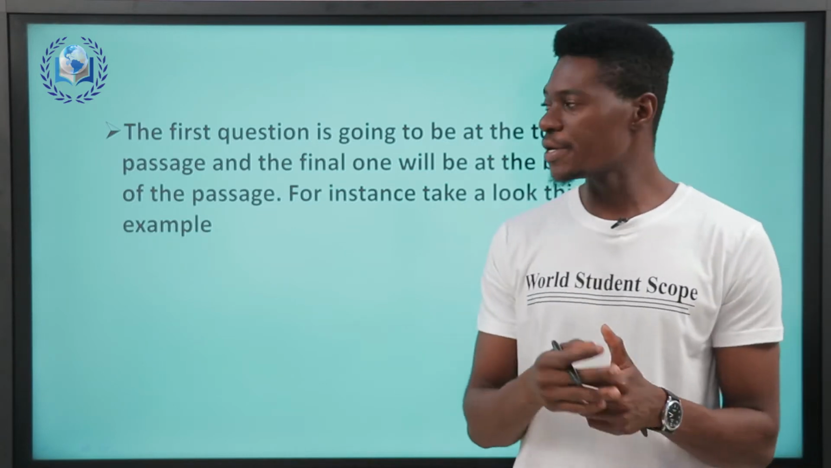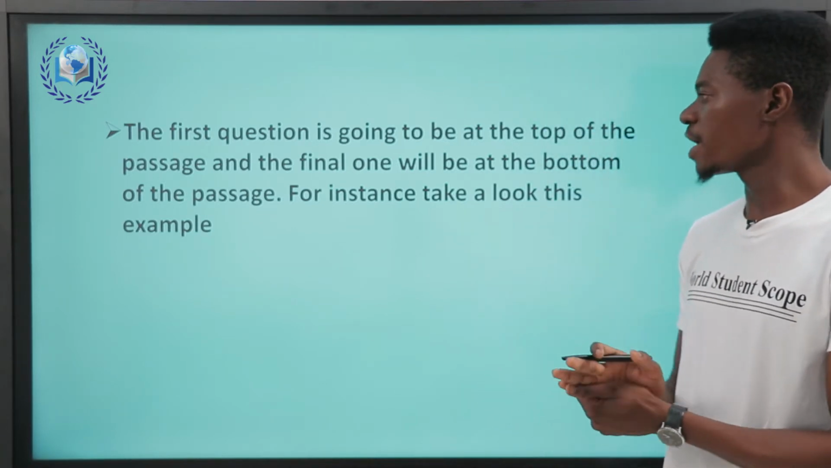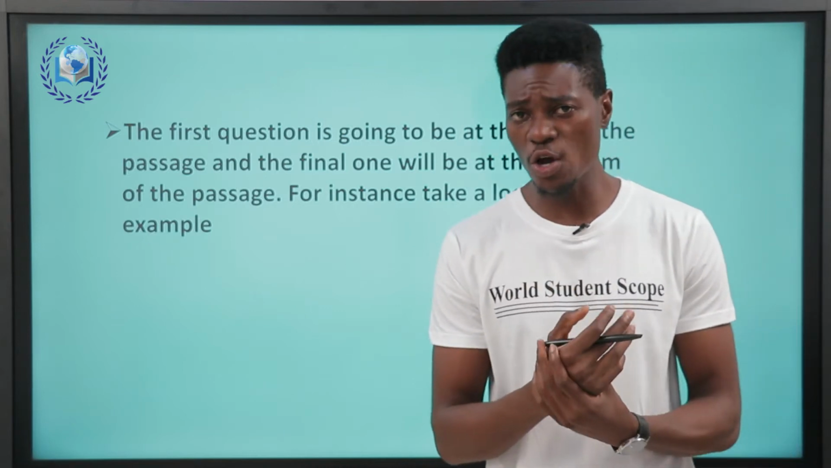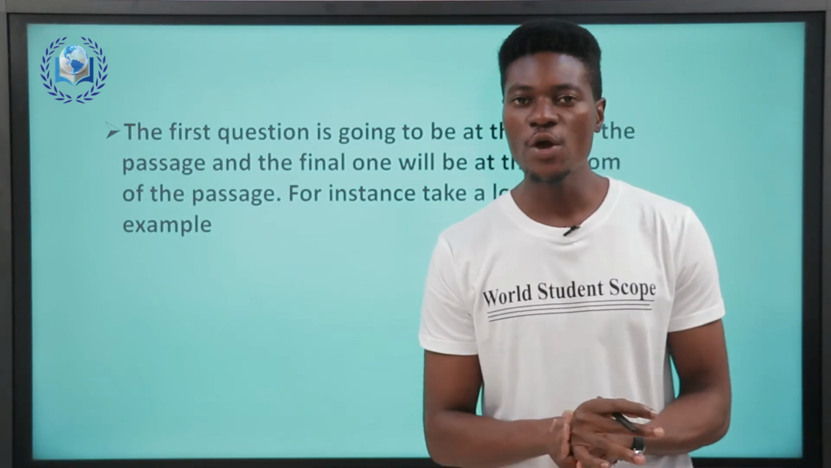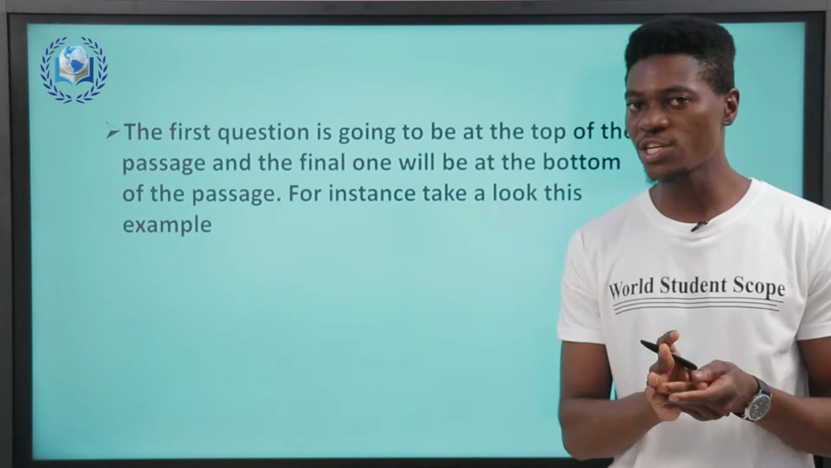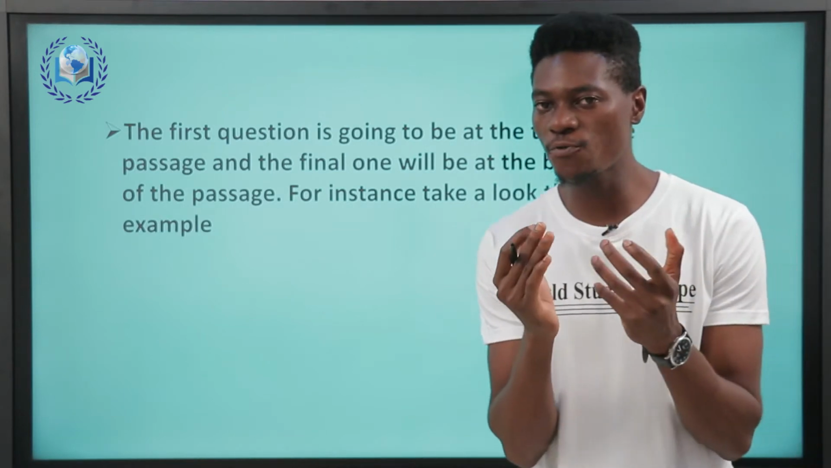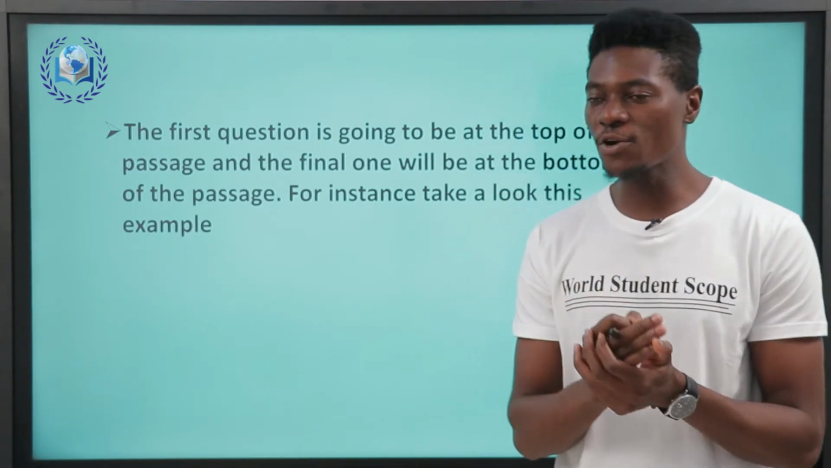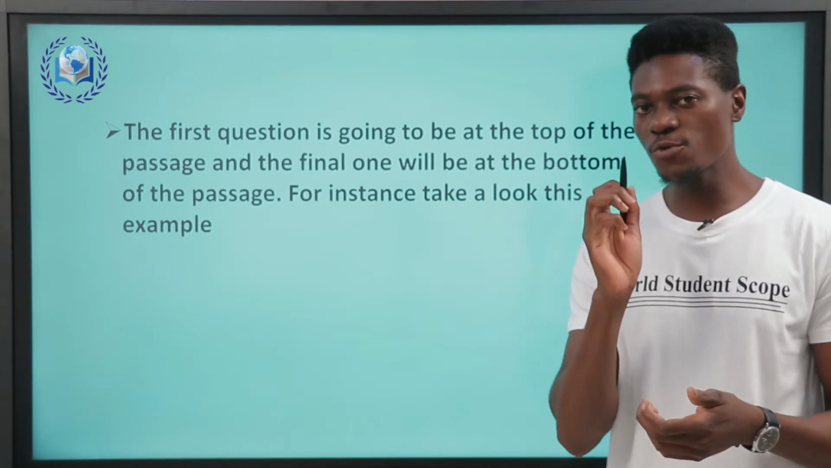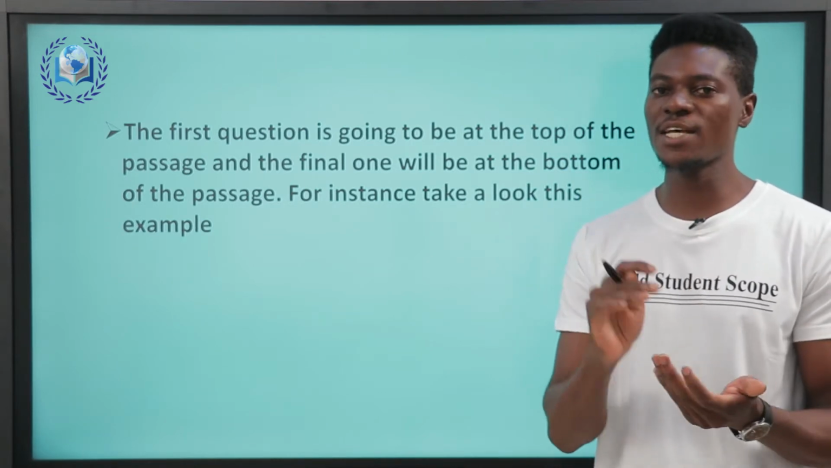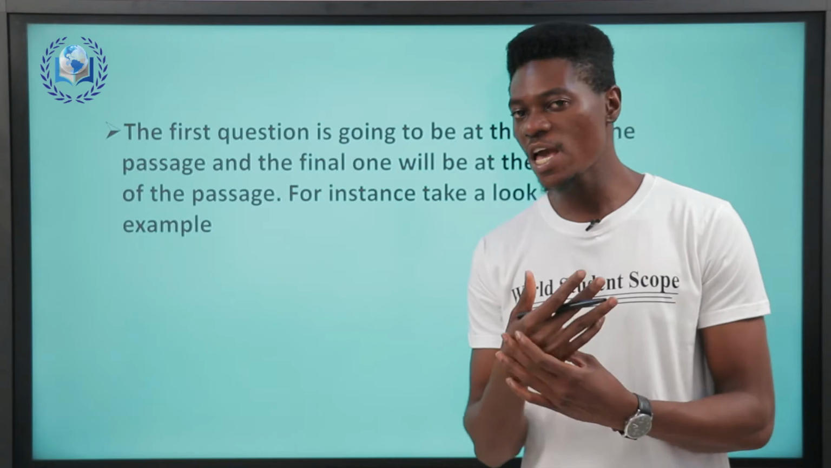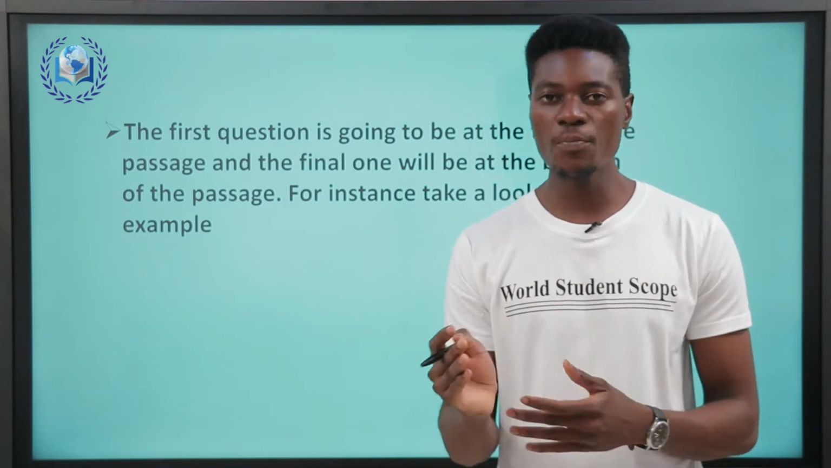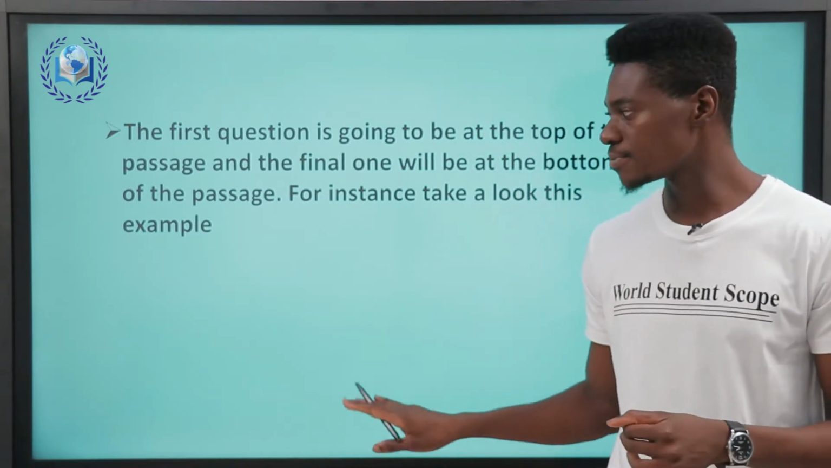The first question is going to be at the top of the passage when you are solving, and the last question will be at the bottom of the passage. When you are given a type of question, for example summary completion, bear in mind the first answer must be at the top of the passage, and the last answer at the bottom of your passage.